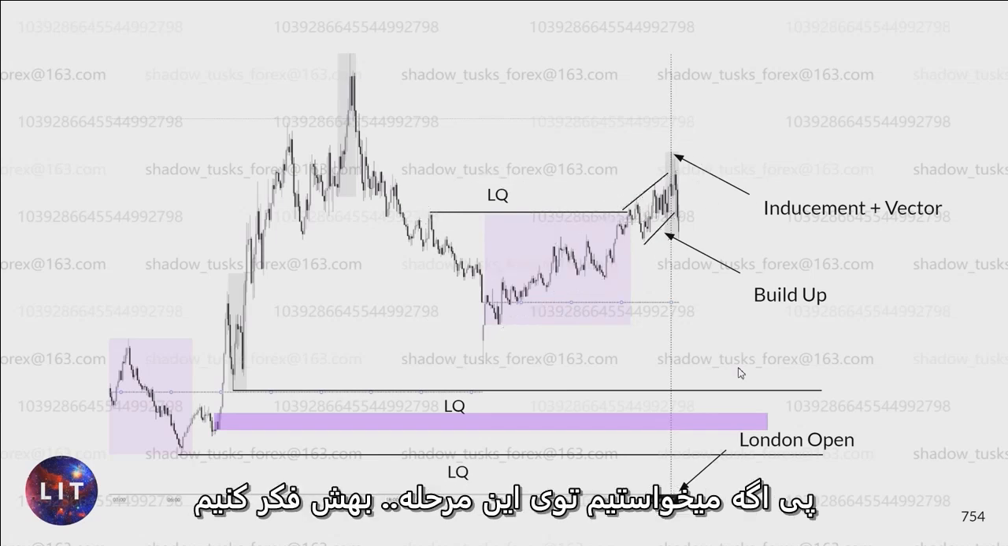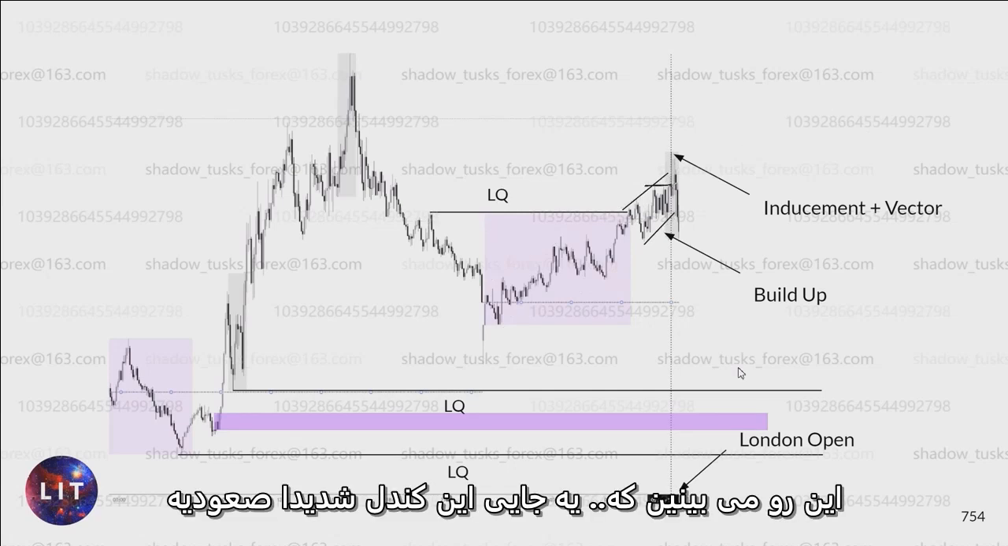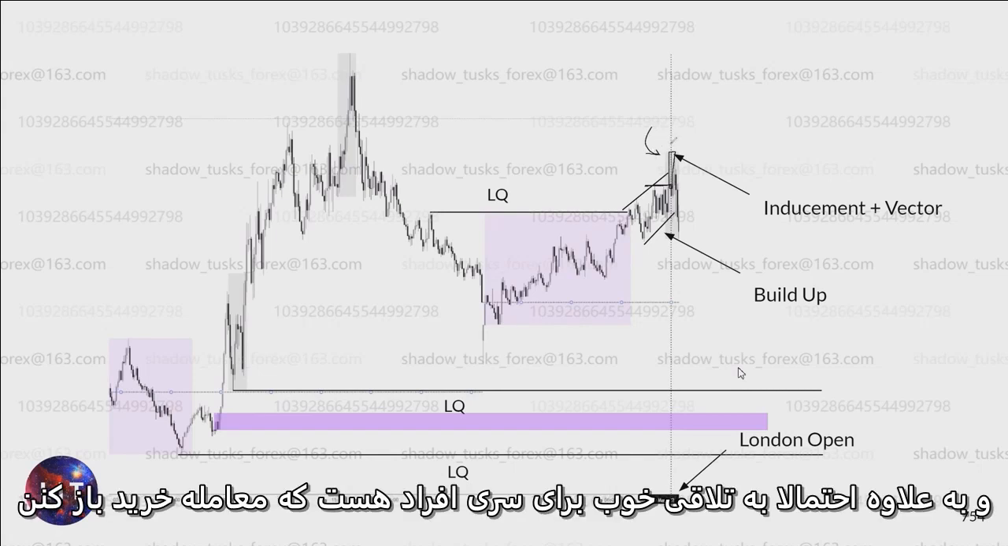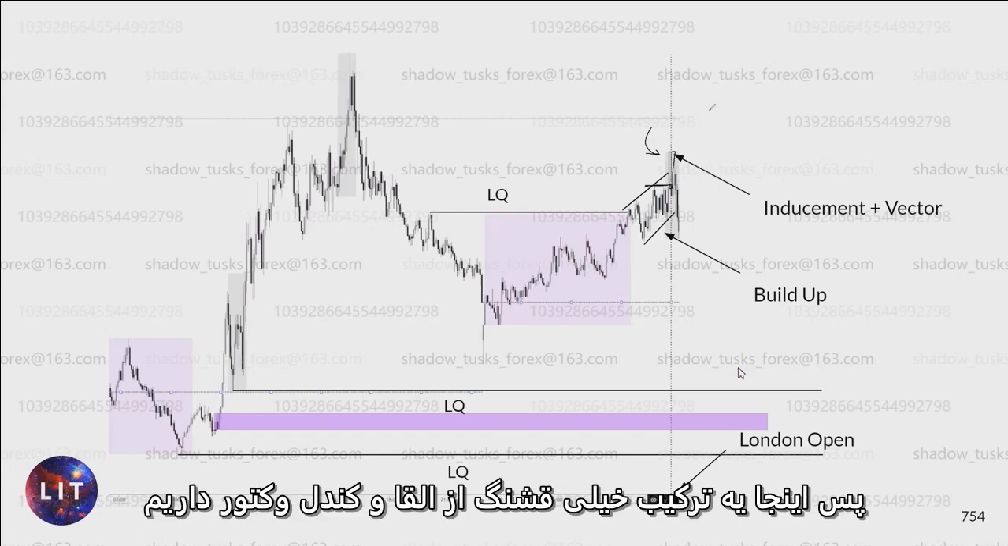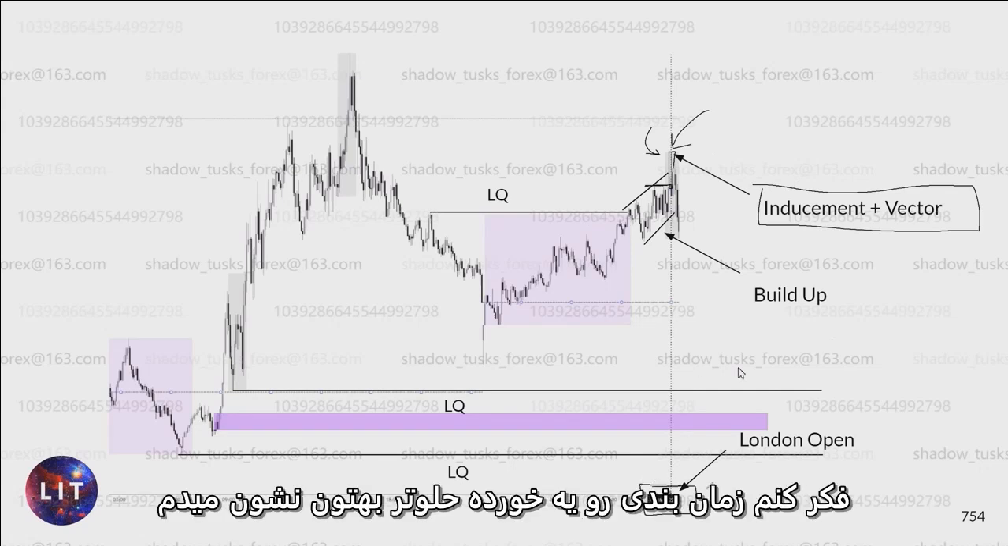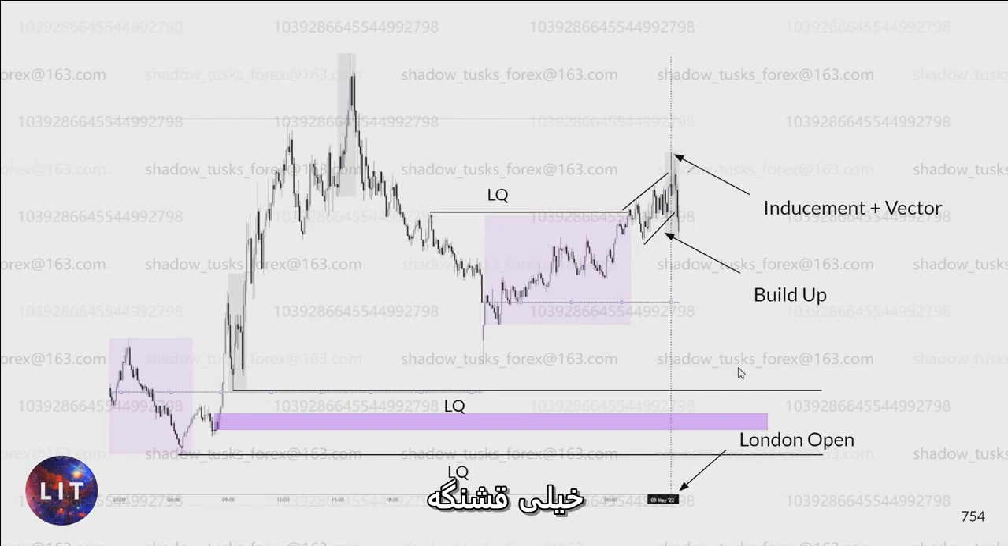So if we were to just think about it at this point right here, when they see this at one point, this will just be a fully bullish candle, right? And this is going to induce a lot of FOMO and also possibly be a confluence for certain people to buy. So this right here is a very nice inducement plus vector candle combo, and it's a London Open. I think I'll show the timing in a little bit. So this is very nice.